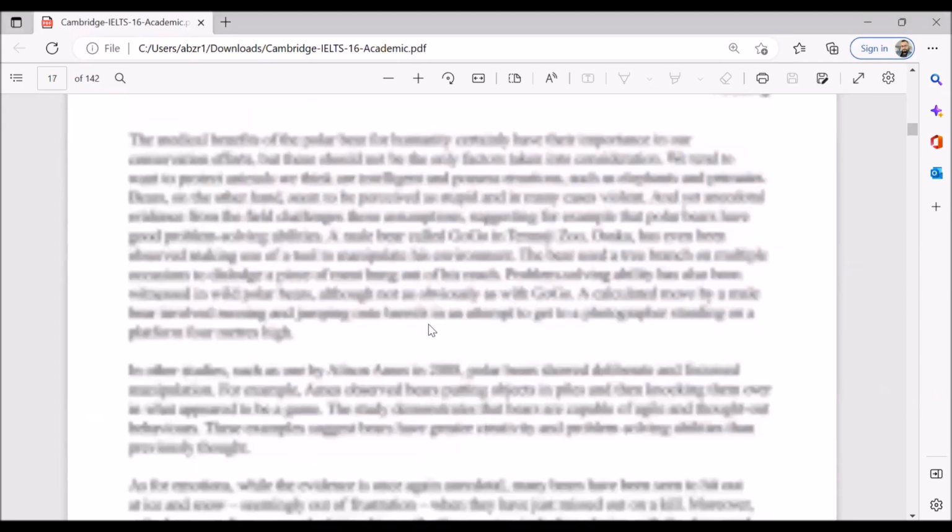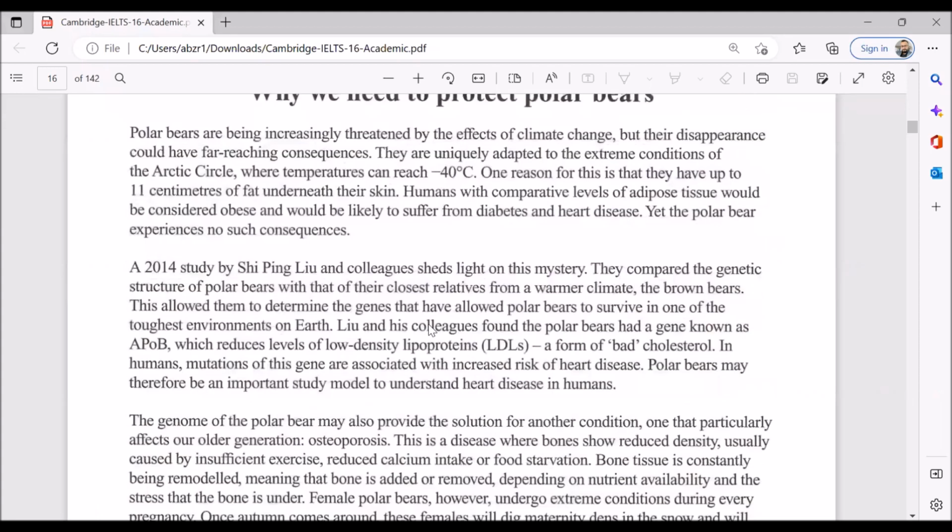And if we look for similar information in the second paragraph, just because the first paragraph contains the answer for question number 1, there is no point in looking for the answer to question number 2 in the same paragraph number 1. A 2014 study, Shi Ping Liu and colleagues shed light on this mystery.